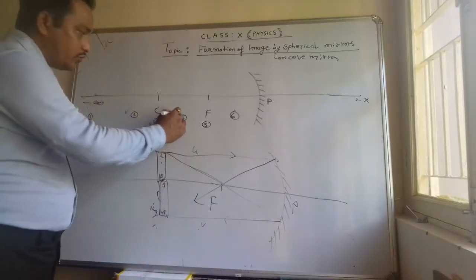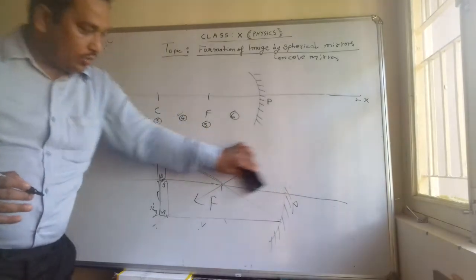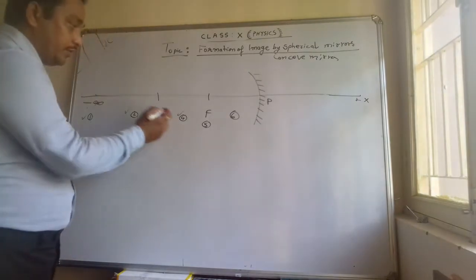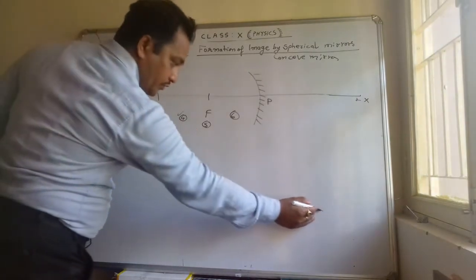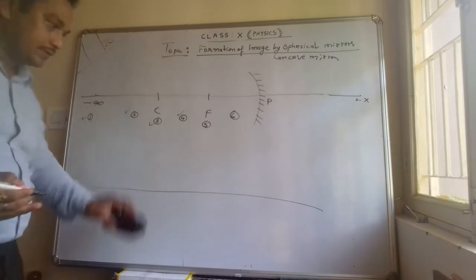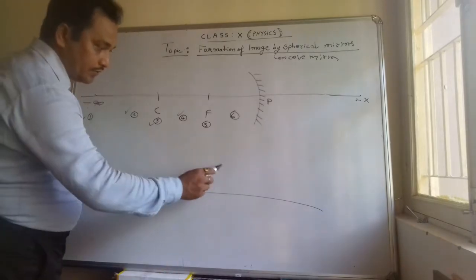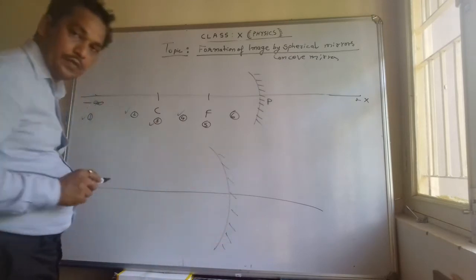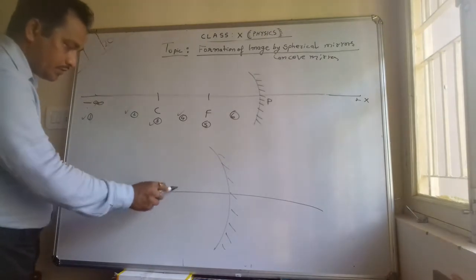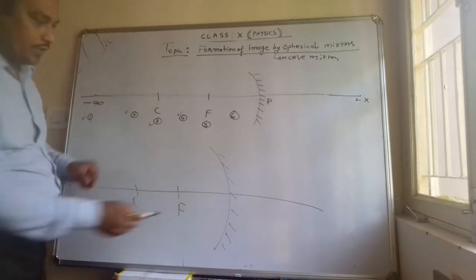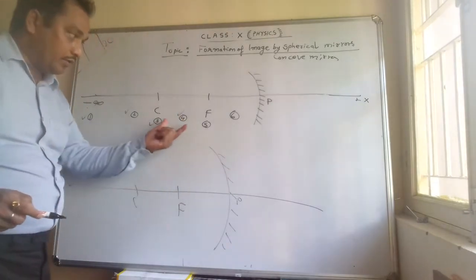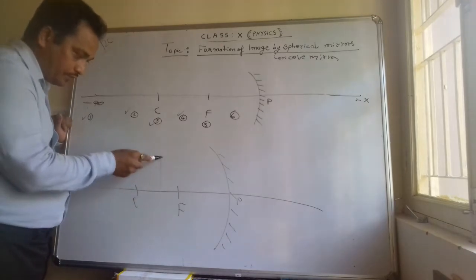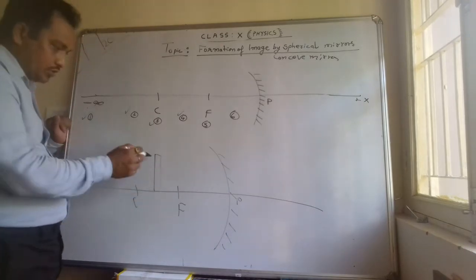Now after the third one, let's come to the fourth position of the object, when the object is placed where? Between C and F, correct. So this is the principal axis, and here, for example, this is a concave mirror. Now this is C, this is F, and this is P, pole of the mirror. Now we are keeping the object between C and F. This is C, F, here is the object somewhere, for example. So this is the object.